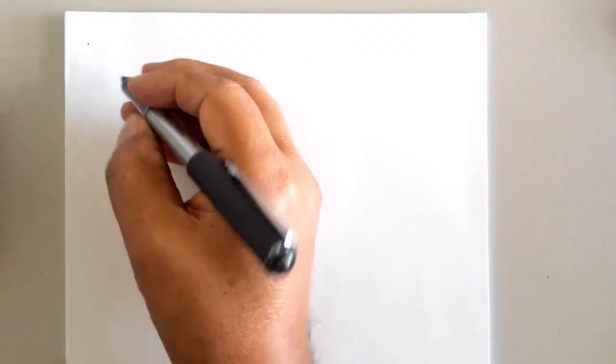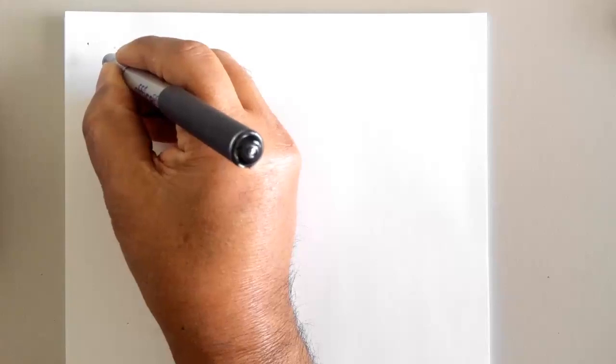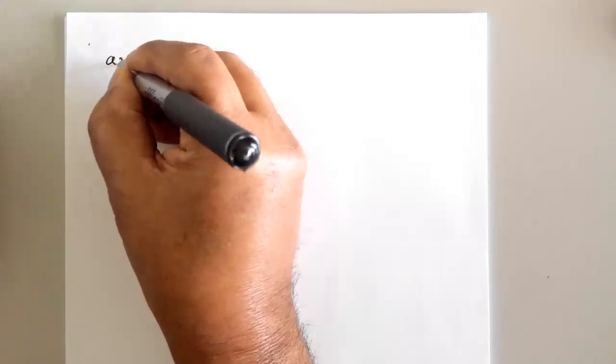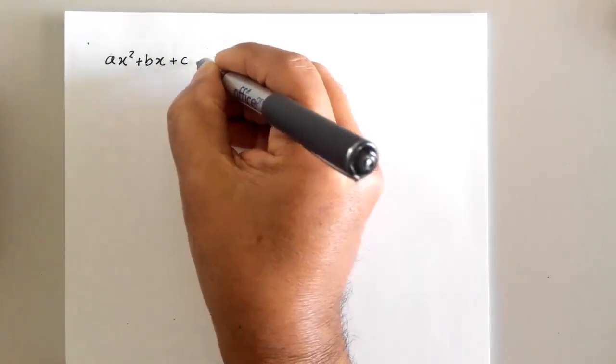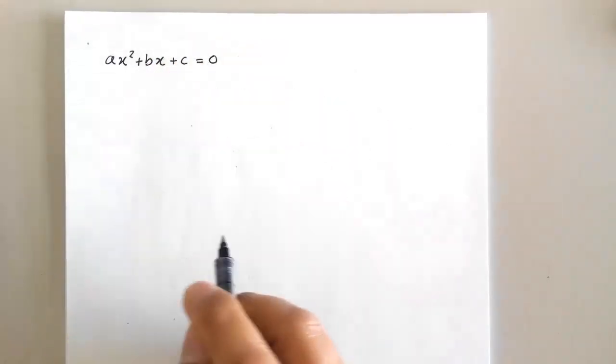In this video we are going to see how we can use a formula to find the solution for a quadratic equation. Okay, so we know that a quadratic equation looks like this. Any quadratic equation looks like ax squared plus bx plus c equal 0.